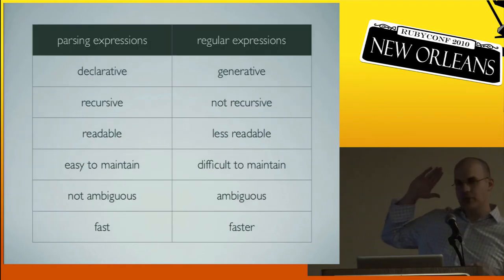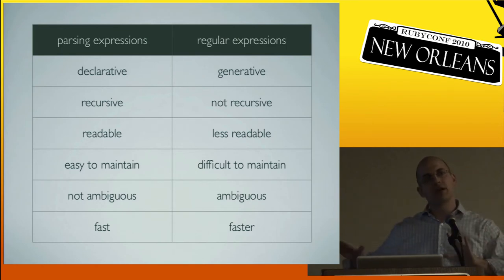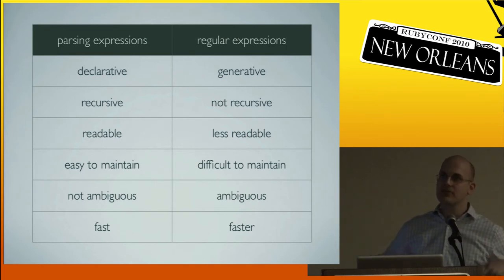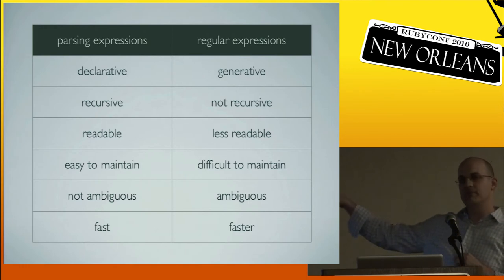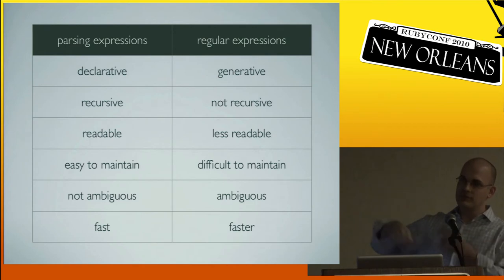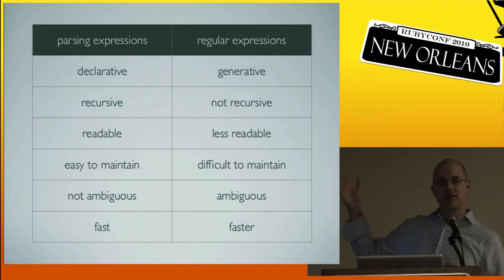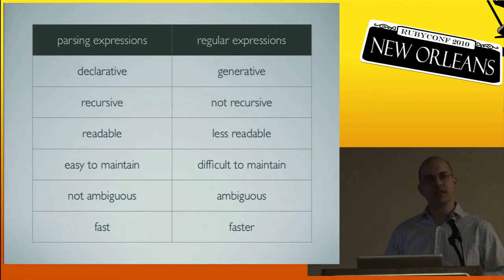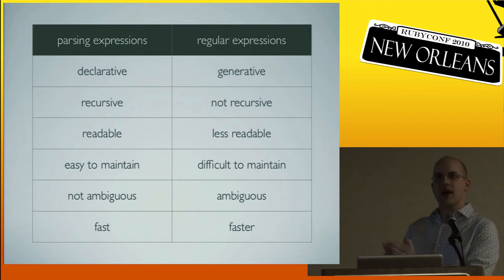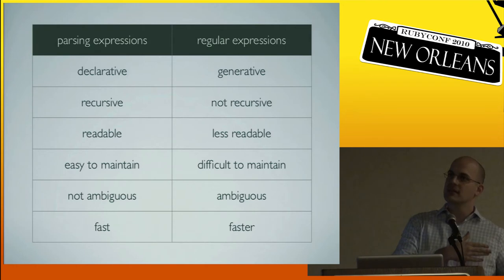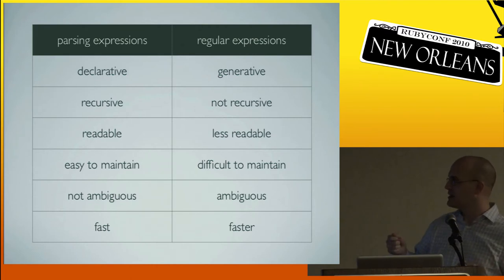This table, I'm just going to go down really quick and describe, because most of you are probably familiar with regular expressions. I'm going to kind of compare the two. Some of the terms here might be a little bit technical if you don't do a lot of things with language, but don't worry about it. It's just a quick comparison. So parsing expressions are declarative. Regular expressions are generative. What that means is a parsing expression declares the strings that may be found in your input. A regular expression is able to generate all possible strings that might appear in your input. It's a subtle difference, but it is significant, as we'll see later on.